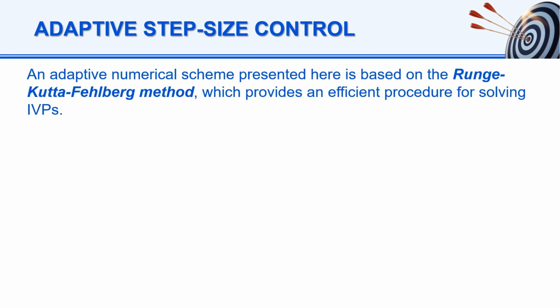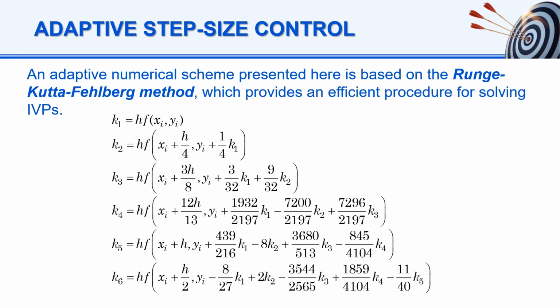An adaptive numerical scheme presented here is based on the Runge-Kutta-Fehlberg method, which provides an efficient procedure for solving initial value problems. The method uses fourth and fifth order Runge-Kutta schemes, which use the following coefficients.